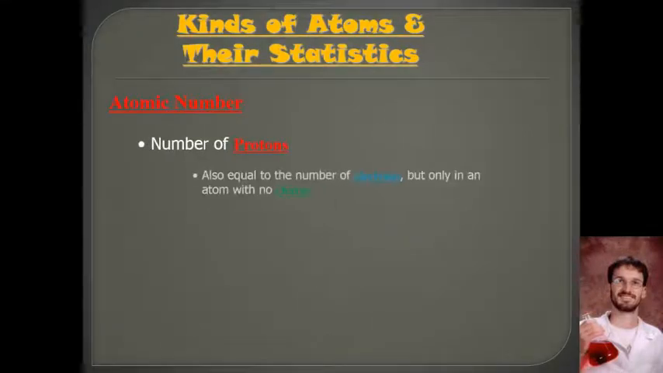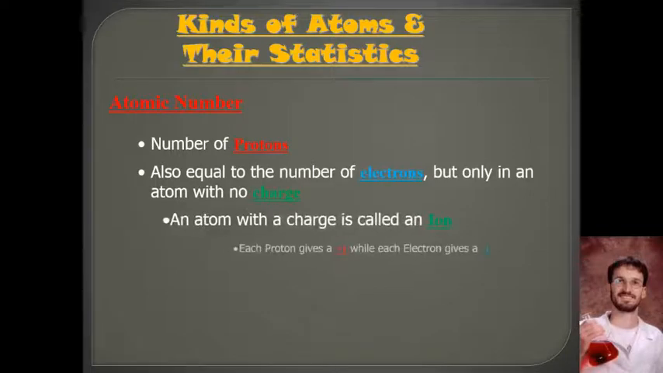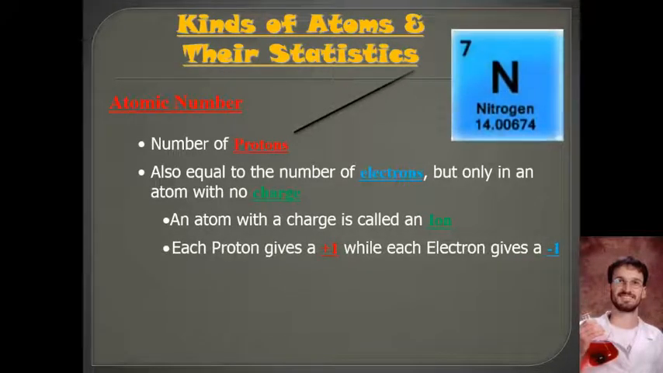So these are the stats about atoms that you're going to need to know. One of the things is called the atomic number, and that's always found up here on the periodic table. It's the order that you see them in, like element 1, 2, 3, 4. That's the number of protons in that element.